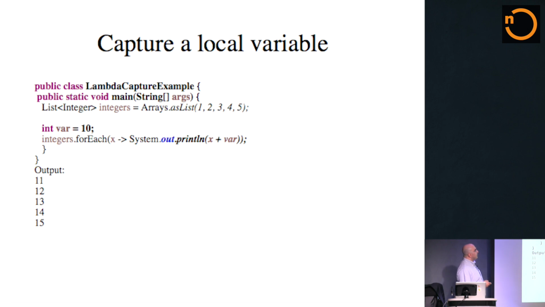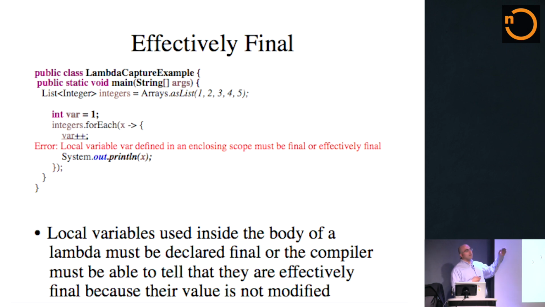So here's a simple example. We'll stick with our simple 1, 2, 3, 4, 5 list. What we're going to do now is print out x plus var. Everybody can see that? Totally simple. Prints out 11, 12, 13, 14, and 15. Any questions about that? See, it just works, right? Now let's try changing the var inside. So we go in here and we say we want to do var plus plus.